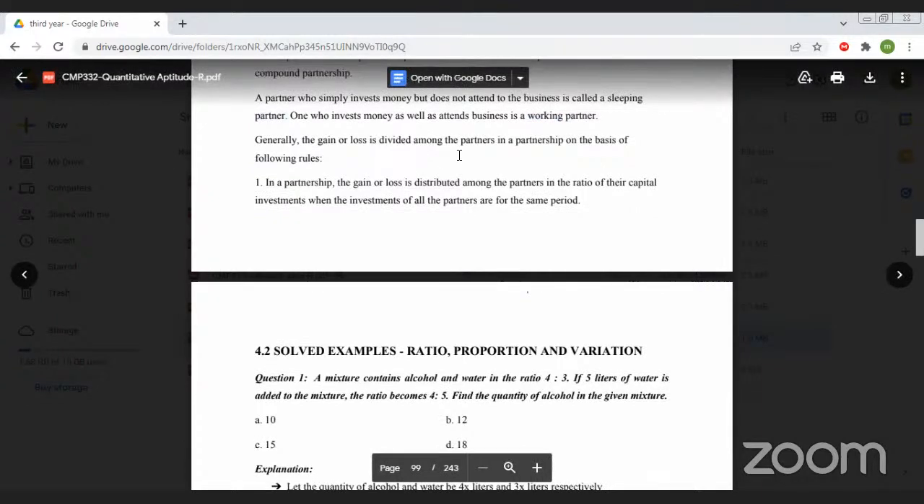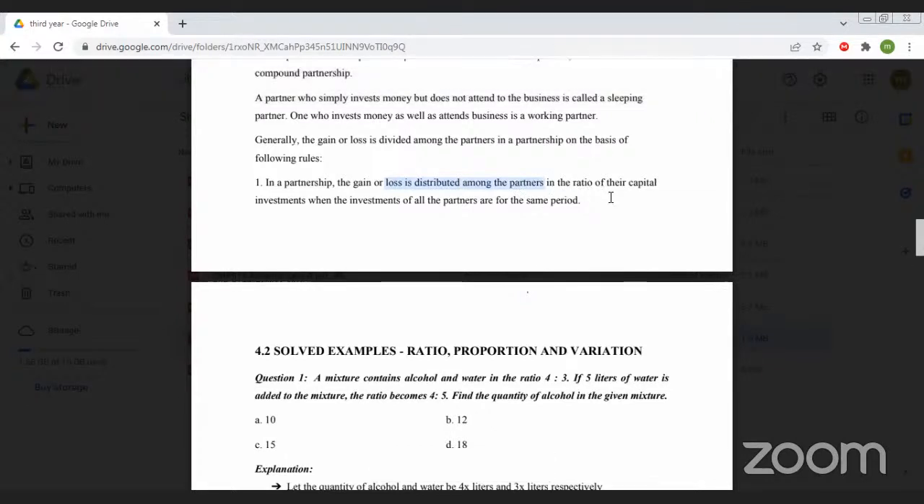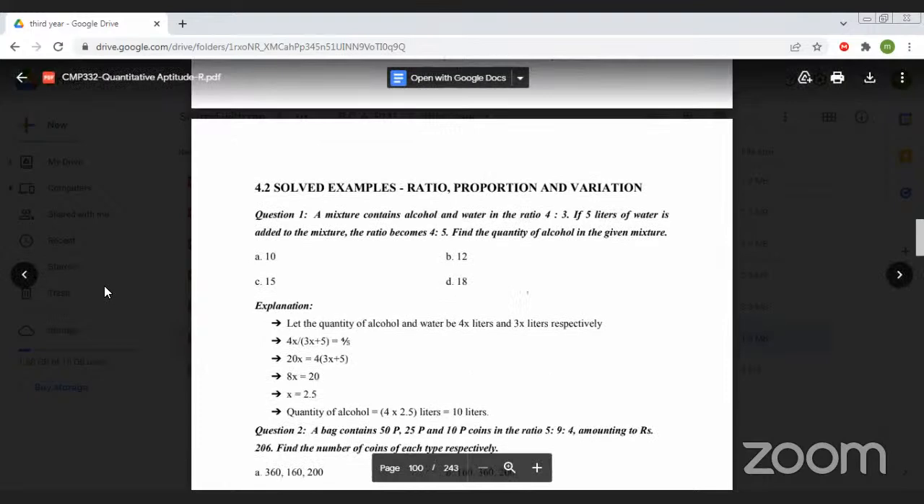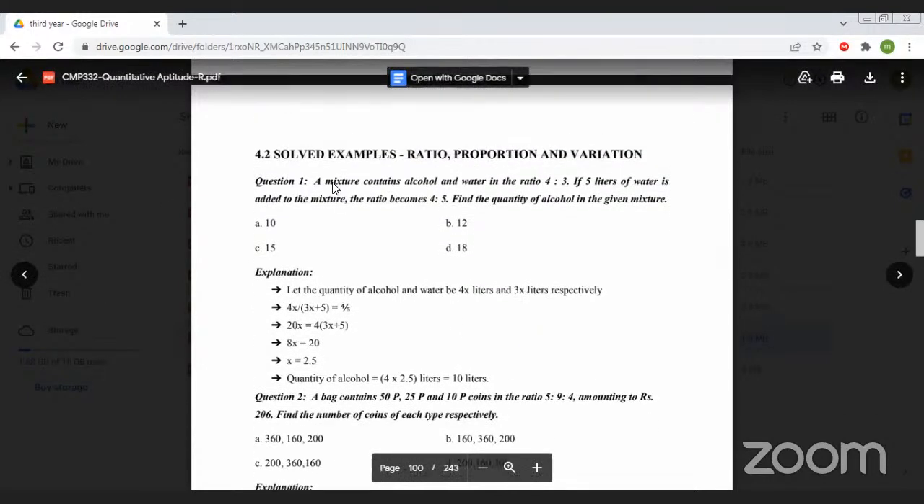Generally, the gain or loss is divided among the partners in a partnership on the basis of the following rule. In a partnership, the gain or loss is distributed among the partners in the ratio of their capital investment when the investments of all partners are for the same period. Now let's see this example.